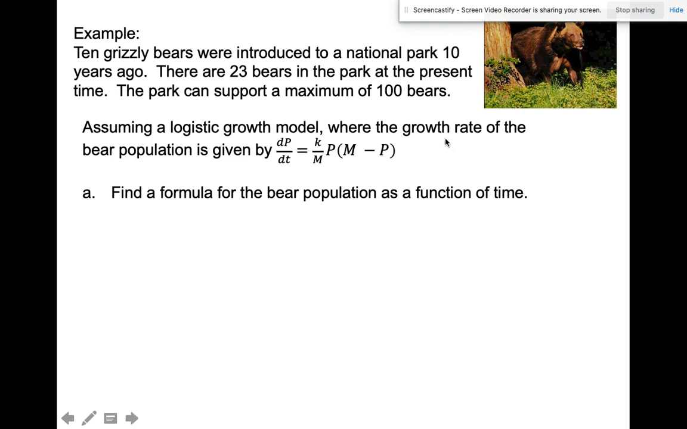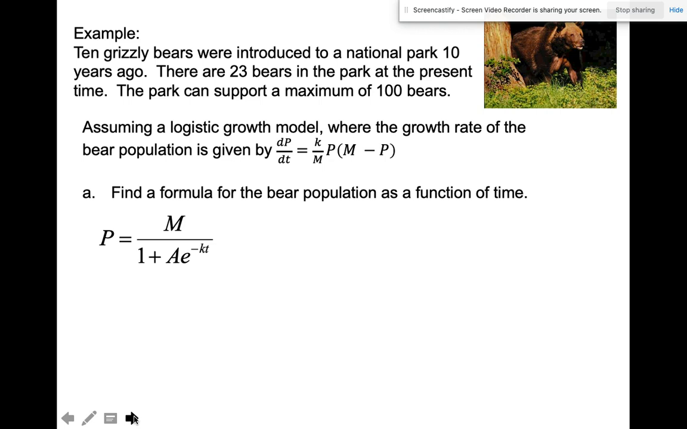So on the back of your classwork handout is where I have this example of grizzly bears. They're introducing bears 10 years ago. There were initially 10 bears. The park can support a maximum of 100 bears. So there's your carrying capacity. Assuming a logistic growth model applies, find a formula for the population as a function of time. You do not have to solve that logistic equation. You just have to remember the formula.